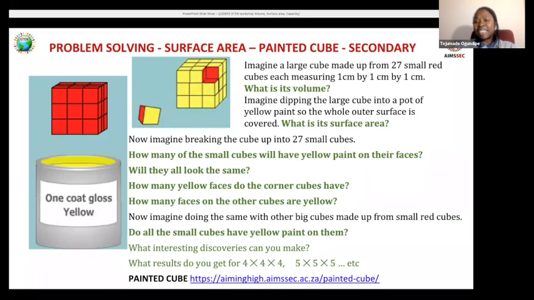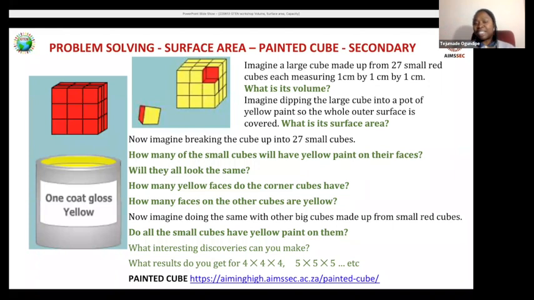Now, imagine dipping the large cube inside a pot of yellow paint. Just look at this image. The first one we have there is red cubes, and there are 27 of them. Now you dip it inside the yellow paint, so the whole outside surface is covered. Now the surface is covered. What is the surface area?